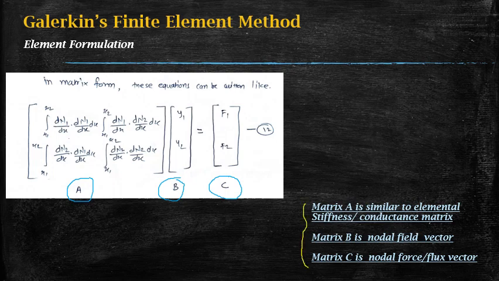Right now, it will not be clear to you why I am writing like this, but we will soon see what is matrix A, how it is written, why it is written like this, why I am calling this a stiffness or conductance matrix. Matrix B is very clear, that is the nodal field vector y1 and y2, discrete values of the solution at x equal to x1 and x equal to x2 when we are considering one single element. And also we will see why I am writing matrix C as a nodal force or flux vector. So this matrix A is very important. Just recall this, just see how it is obtained.